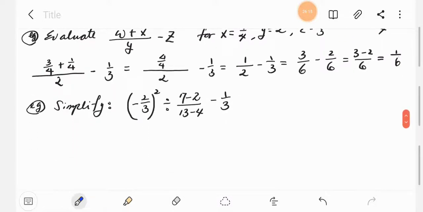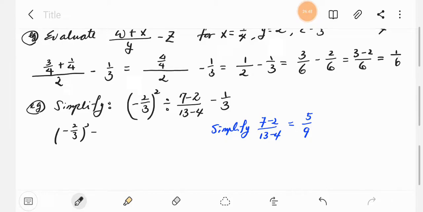All right, so in this case, 7 minus 2 over 13 minus 4 should be done first. So let's simplify 7 minus 2 over 13 minus 4 first. That is equal to 5 over 9, right? All right, so let me rewrite it. Negative 2/3 squared stays, and this fraction became 5 over 9 minus 1/3. So that's the first step.